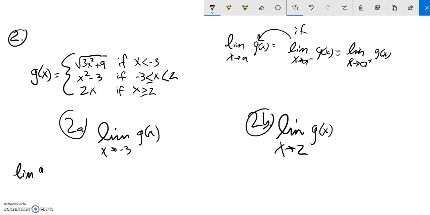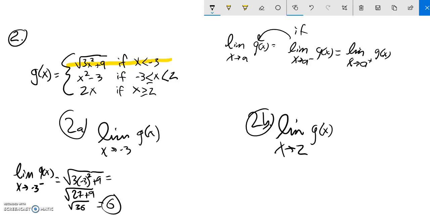So the limit of g of x as x approaches negative 3 from the left. That would be this part right here, when x is less than negative 3. As I'm getting closer and closer to negative 3 from below, I'm getting closer and closer to wherever this evaluates to. So let me try some direct substitution. Negative 3 squared is 9. 3 times 9 is 27. This is the square root of 36, which is 6. So as x approaches negative 3 from the left-hand side, this goes to 6.